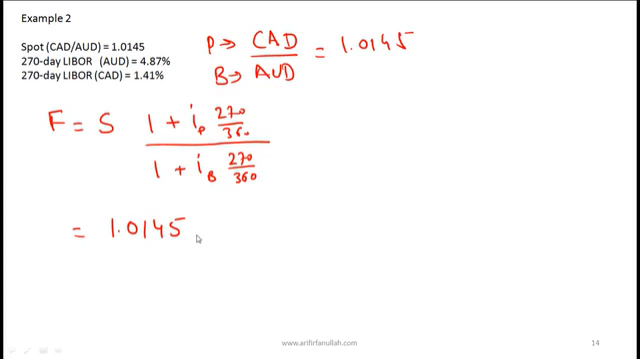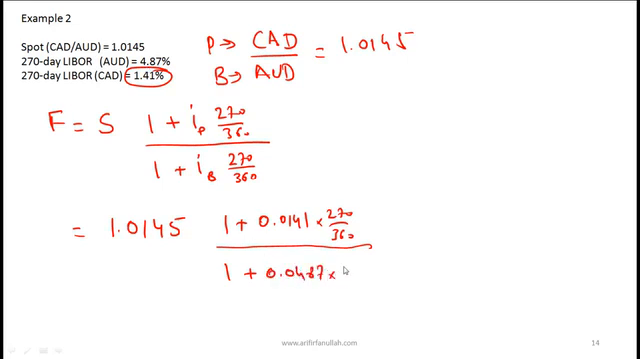The spot rate is 1.0145 into 1 plus interest rate in the price currency. The price currency is the Canadian dollar. Canadian dollar interest rate is 1.41%. So we put in 0.0141 multiplied by 270 over 360, and this is divided by 1 plus. Now we have interest rate in the base currency. The base currency is the Australian dollar, interest rate 4.87%. So we put 0.0487 into 270 over 360.